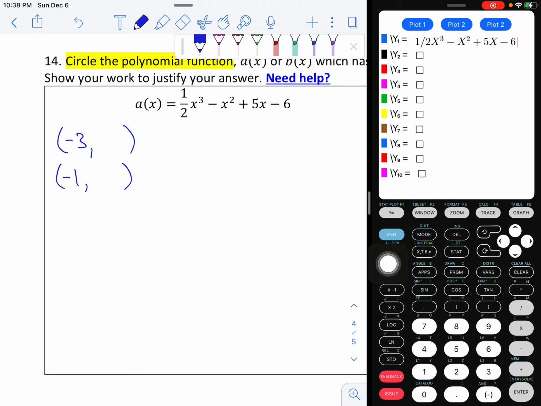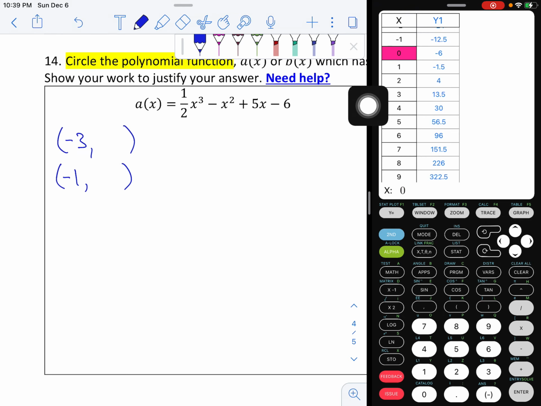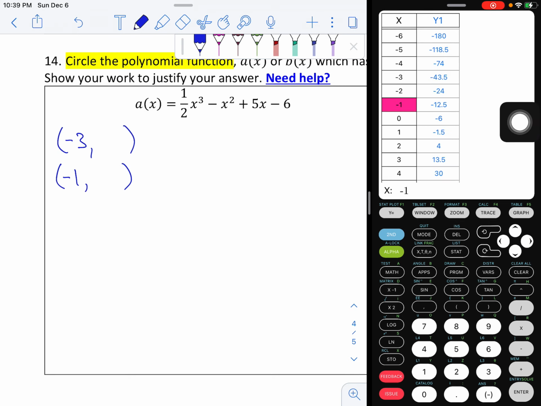There's a couple of ways to find this. I'm going to go for, hopefully for me, the easy way, and I'm going to go into the table of values. So second and graph here will get me to the table. I already have an x value that's highlighted. I'm going to scroll up until I can get to -3 and -1, and that will give me my information. So -3 is going to be -43.5, and -1 is -12.5.